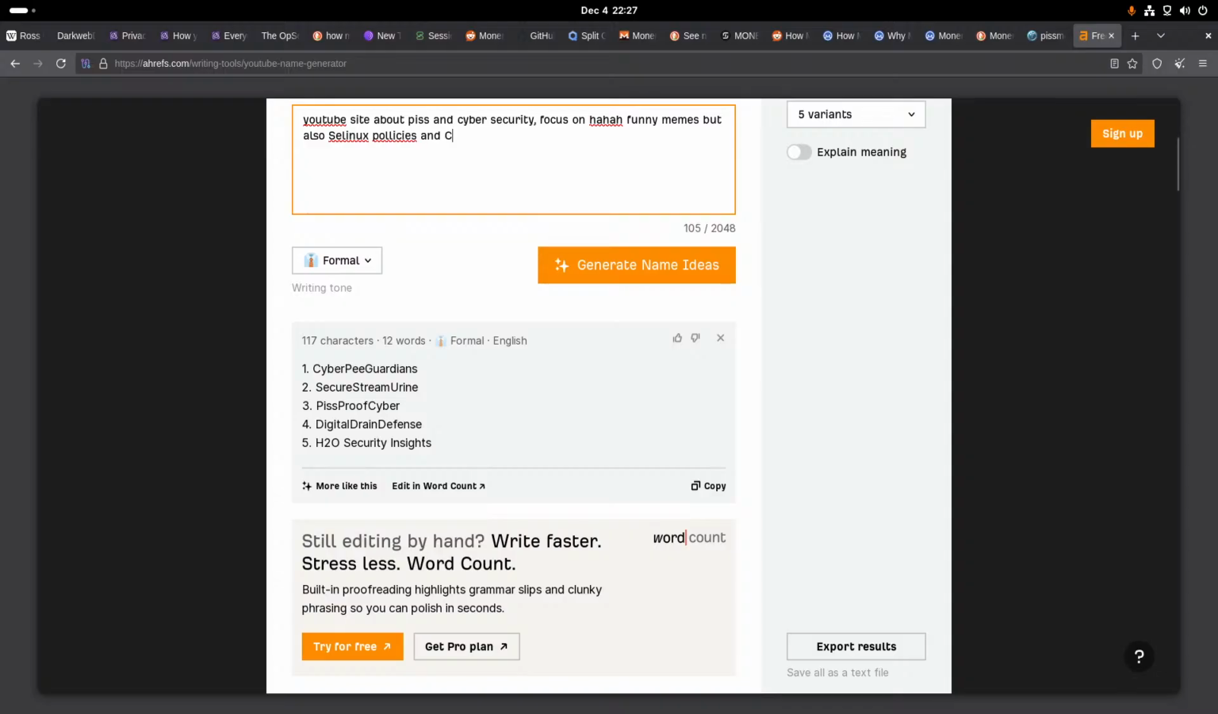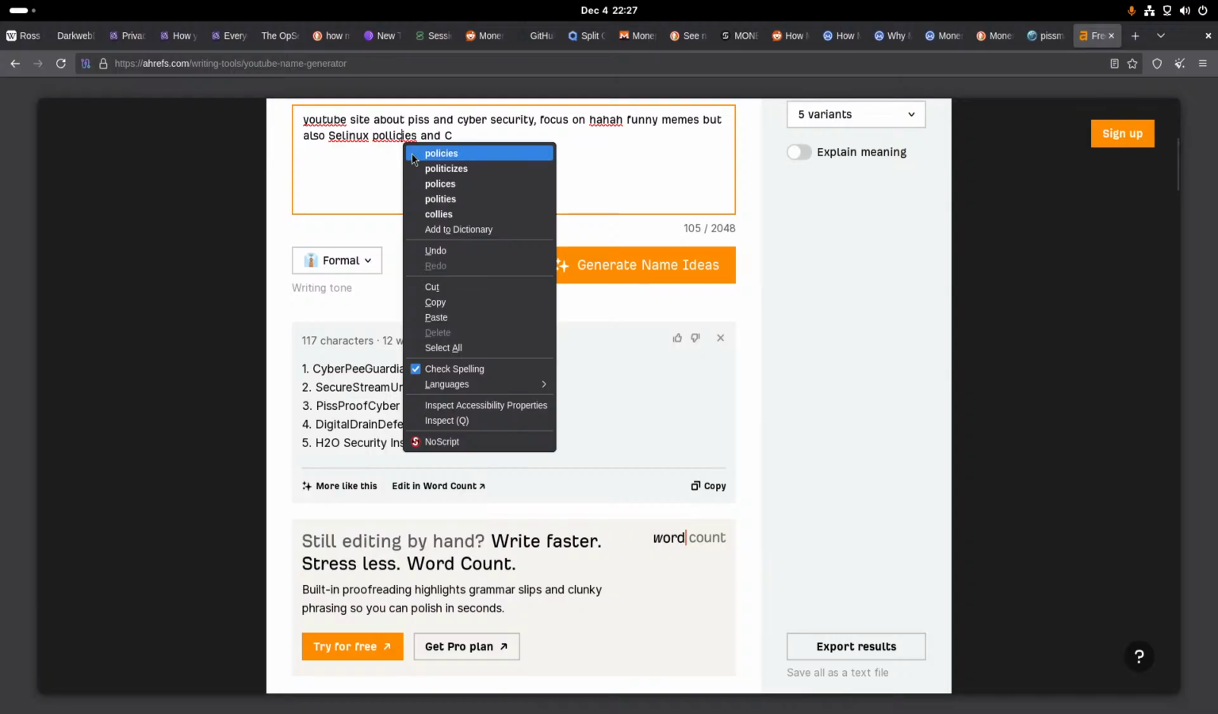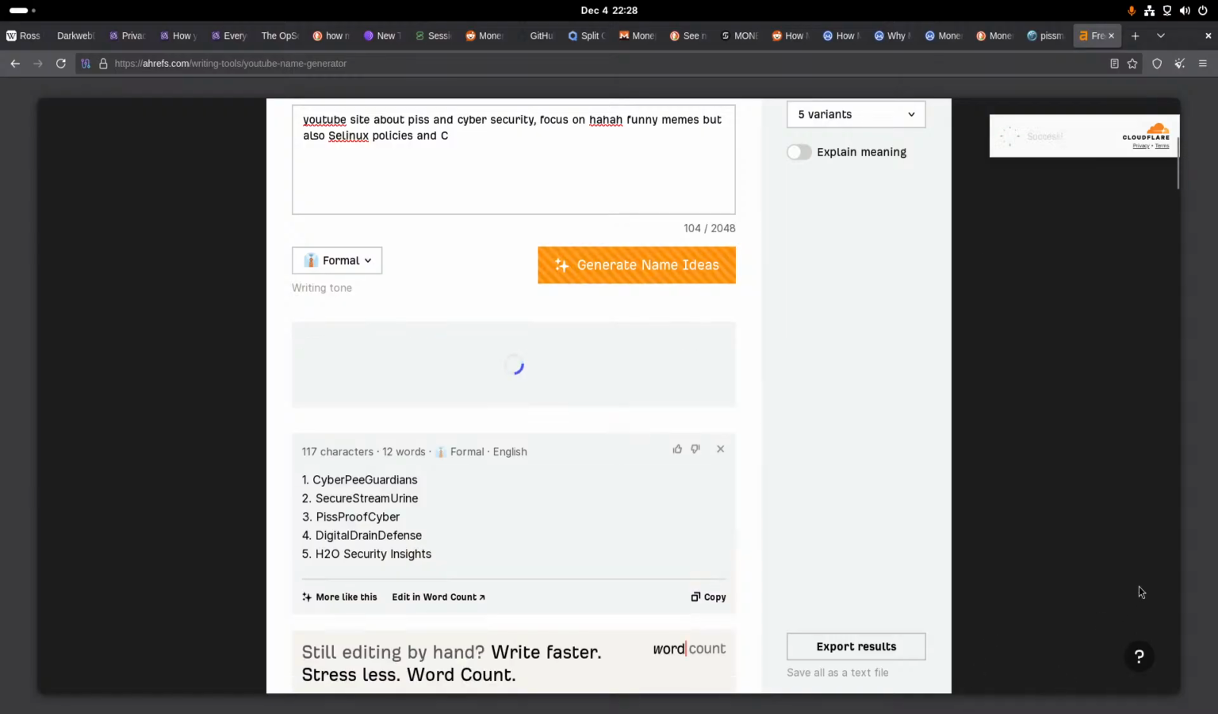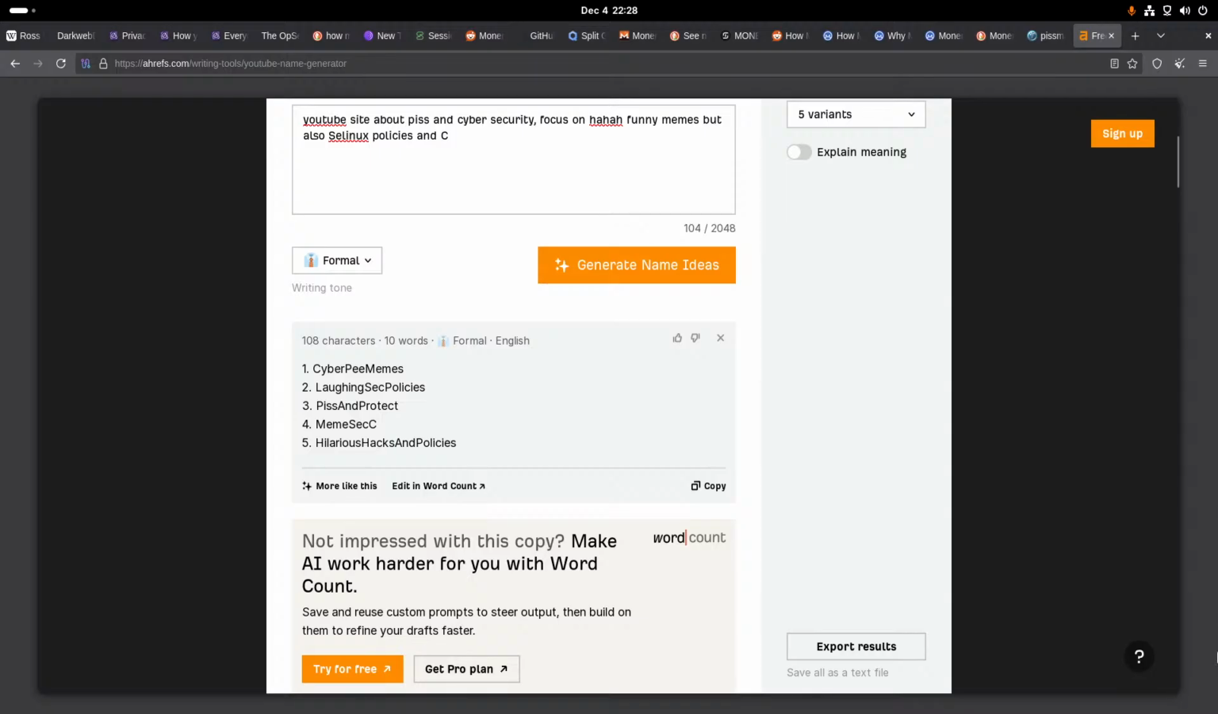This reminds me of the evil Pissmaster character from Rick and Morty. I haven't watched Rick and Morty in a long time. Let's see what this comes up with. Now on the dark web. Ordering from the dark web, guys. At 3 a.m. dark web. Cyber P memes. Hilarious hackers and policies. Memesec. Piss and protect. This is actually crazy.